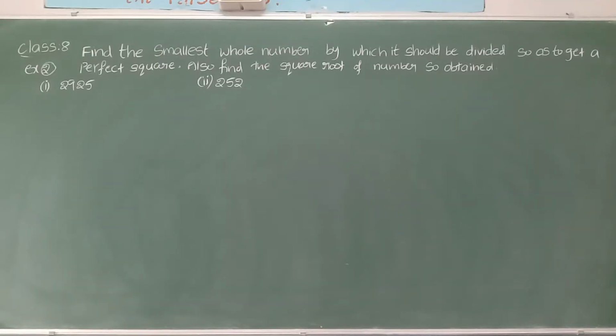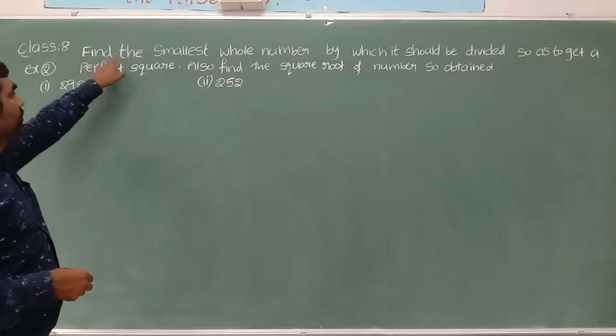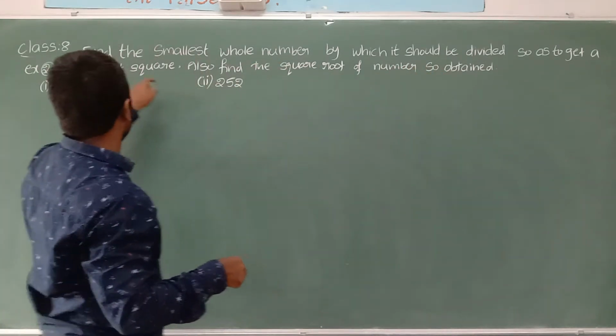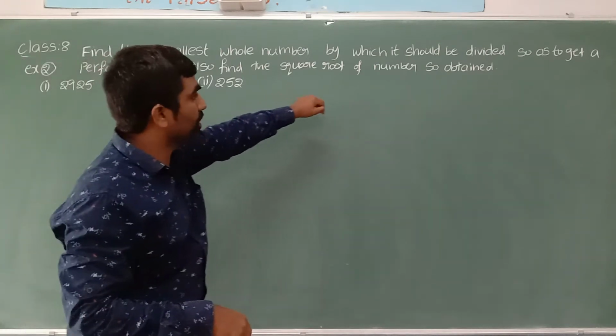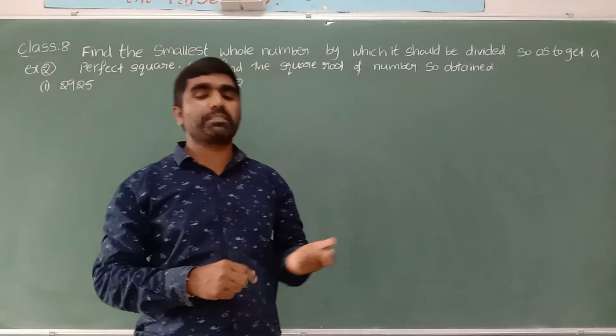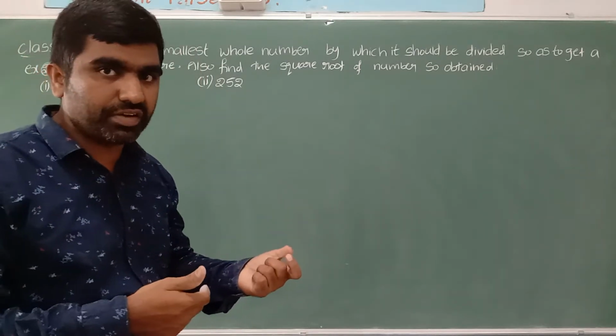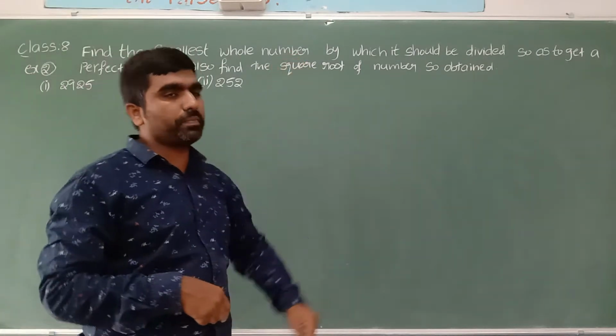Yes, okay children. Now we'll see one more model. Find the smallest whole number by which it should be divided so as to get a perfect square. Also find the square root of the numbers obtained. Same like previously, they asked what number we can multiply to get a perfect square. Here they are asking what number we can divide.